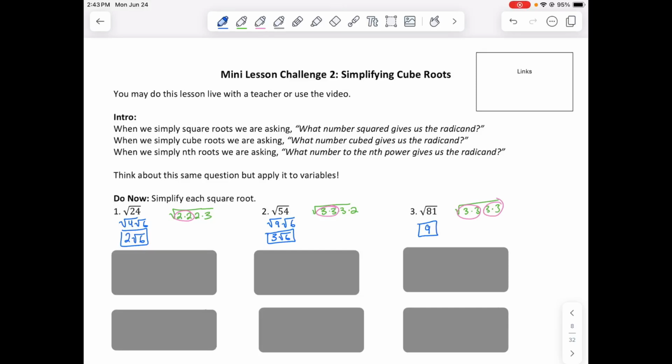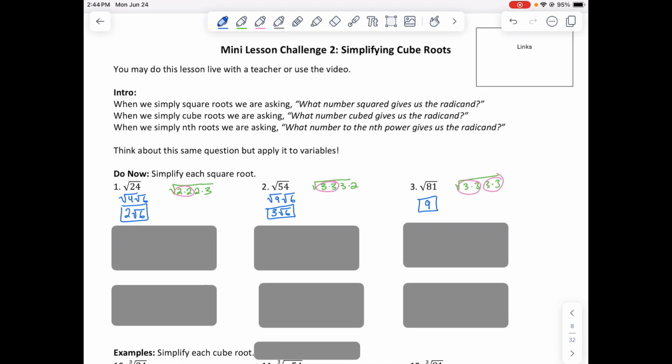This is a mini lesson for simplifying cube roots. Before watching the video, you should have already done the do now, and if you haven't, please do so now and pause the video. We already know how to simplify square roots.